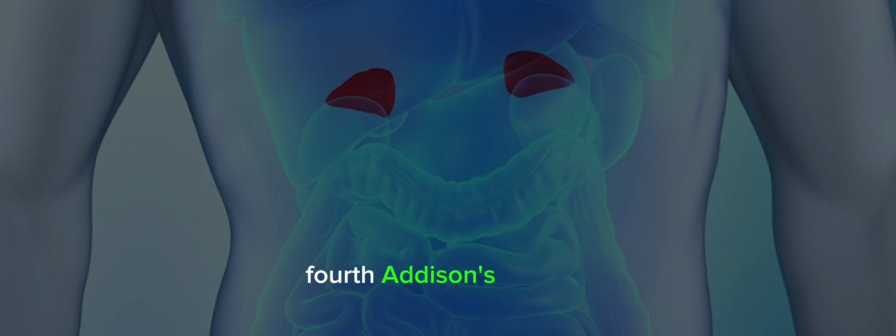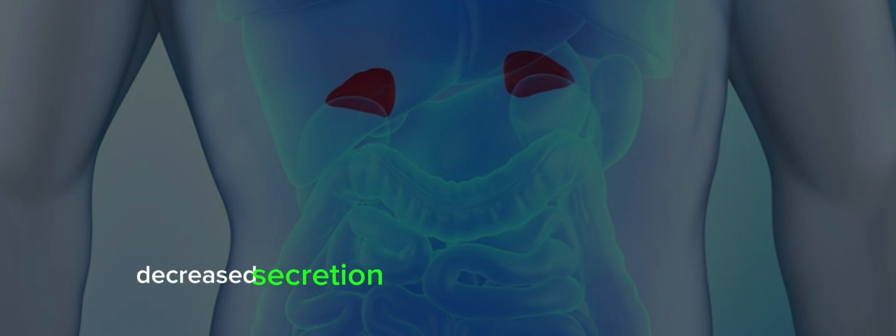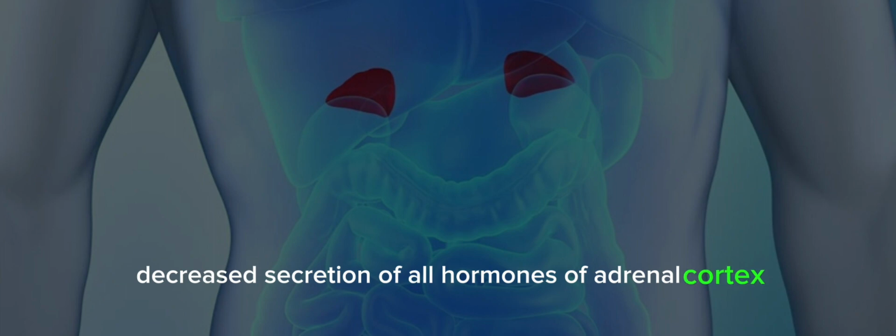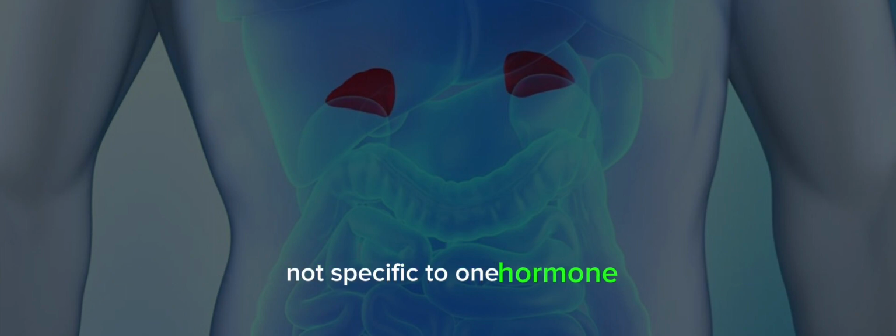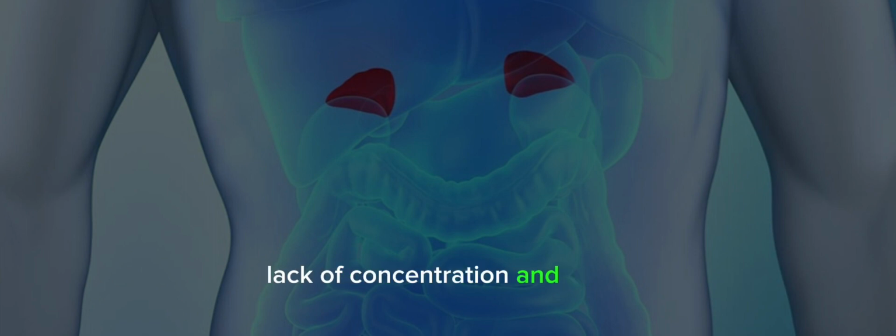Fourth, Addison's disease, or adrenal insufficiency, or chronic adrenal failure. All of them mean decreased secretion of all hormones of the adrenal cortex, not specific to one hormone. And compared to the last three syndromes, the opposite happens. Meaning hypoglycemia and hypotension, so drowsiness, lack of concentration and coma happen.